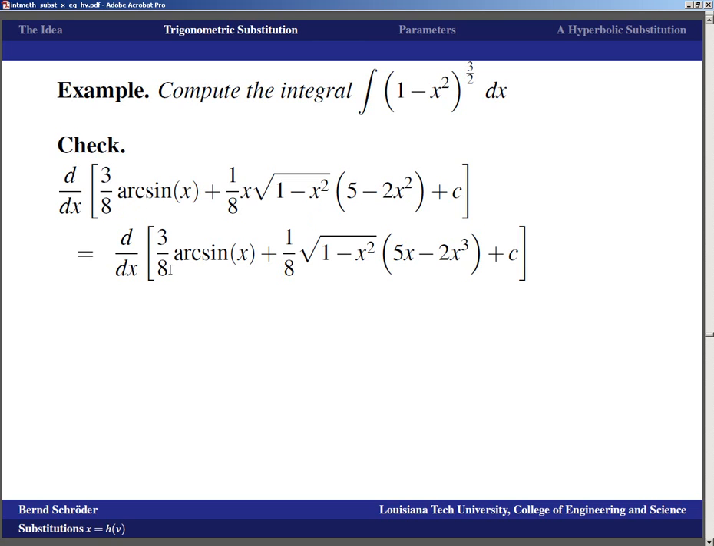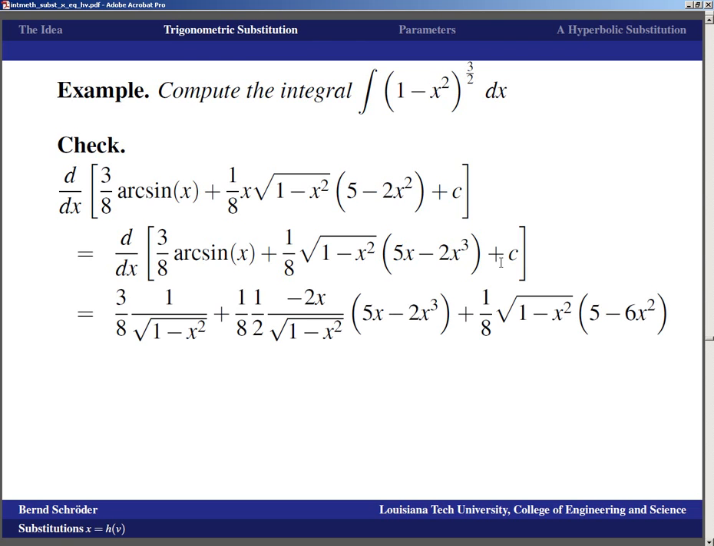So we have that this is the same as the derivative of 3/8 arcsine x plus 1/8 square root of 1 minus x squared times 5x minus 2x cubed plus c. And now we just use all the differentiation rules. Remember, I said you really want to know what the derivative of the arcsine is to make these kinds of double checks. So here we get 3/8 times the derivative of the arcsine, which is 1 over the square root of 1 minus x squared, plus 1/8 times, and now the derivative of the first: this is 1 minus x squared to the 1/2, so we get 1/2 times 1 minus x squared to the negative 1/2, which is the square root of 1 minus x squared in the denominator, times the derivative of the inside, because it's the chain rule.